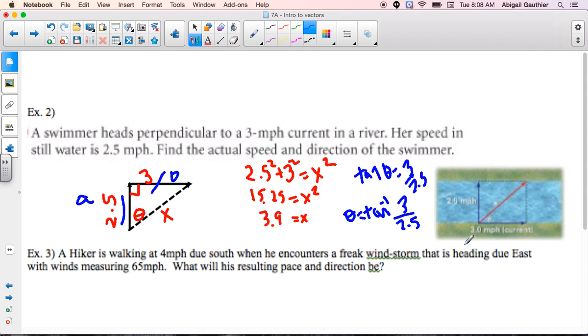All right, so 3 divided by 2.5 gives me 1.2. And then I'm going to take the inverse tan of that, so second tan, and it's 50.194. So this angle right here, theta, is 50.194, and that's a true bearing because if we think about this as being north, then that's 50.194 from north.